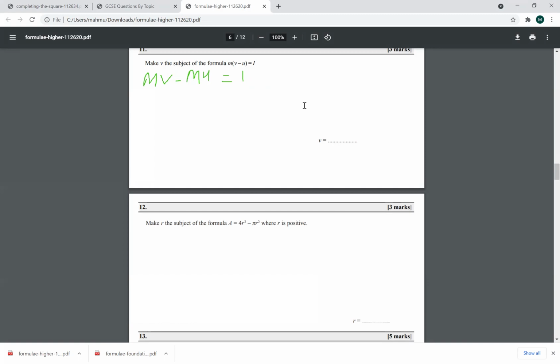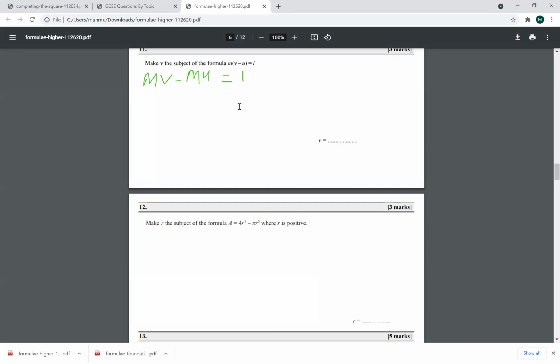The first one? This one? No, keep this where it is first. Take the other one to the other side. So I take the mu. Yes, because you're not separating this. This could stay as it is. You're separating MV. Wait, no, it minuses. You're taking this, rearranging means you're making sure the V stays on one side on its own and everything else goes on the other side.